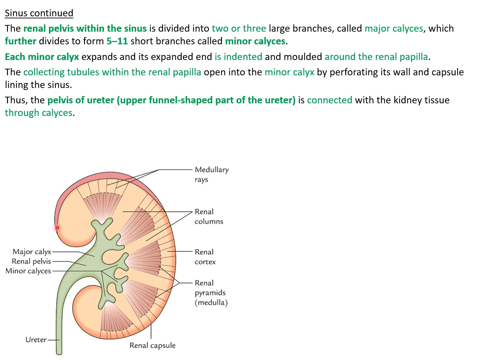We know the renal capsule lines the kidney as well as the sinus. So the renal tubule, before entering the minor calyx, has to perforate the renal capsule and then the wall of the minor calyx. In this way, the pelvis of the kidney is connected to the tissue of the kidney by calyces.